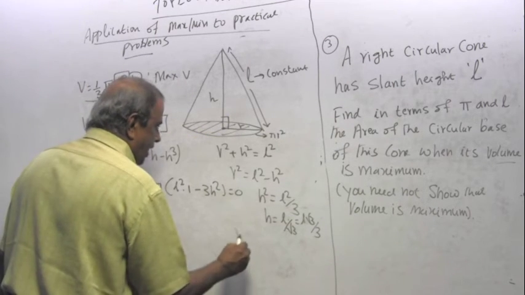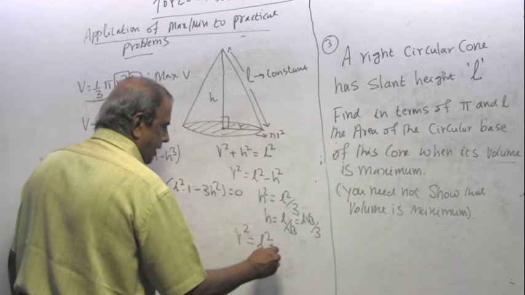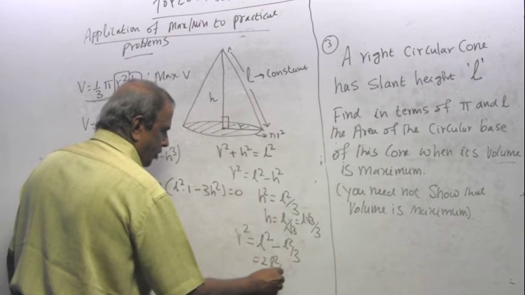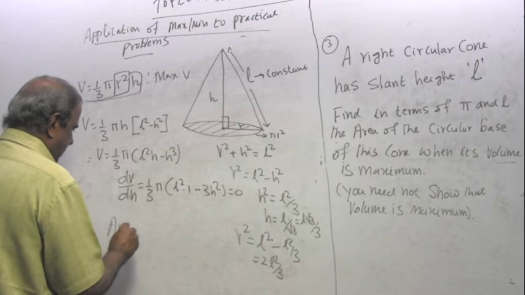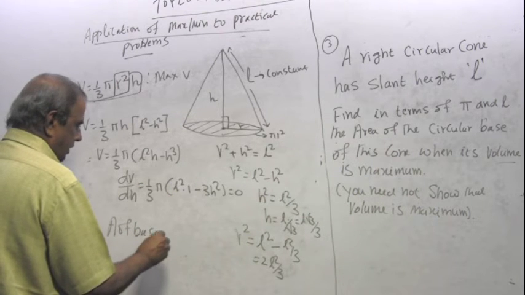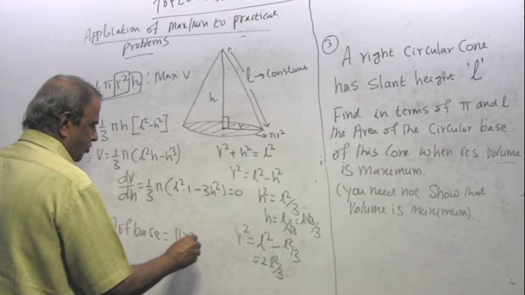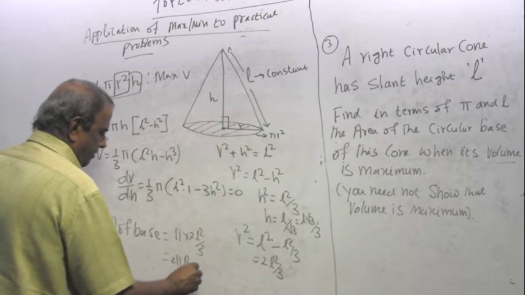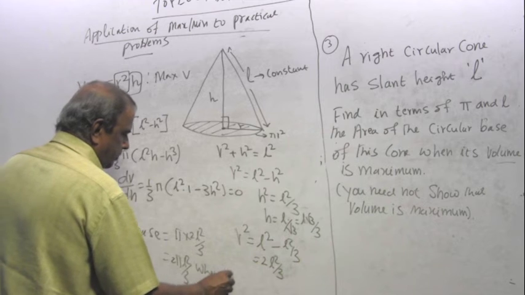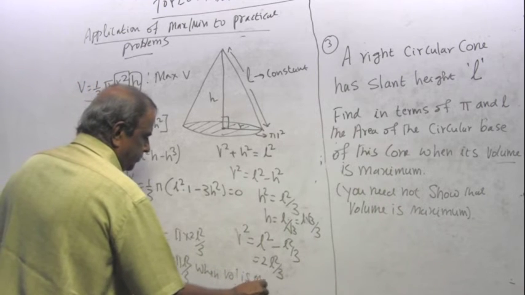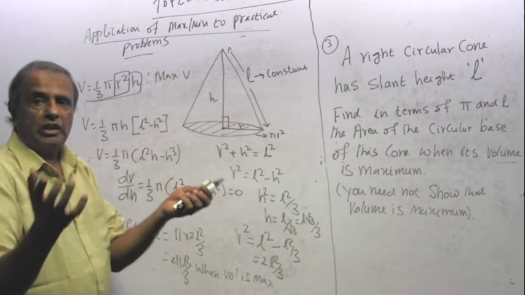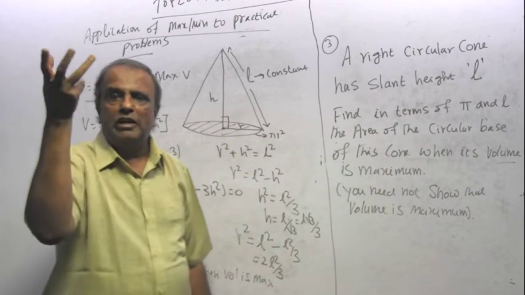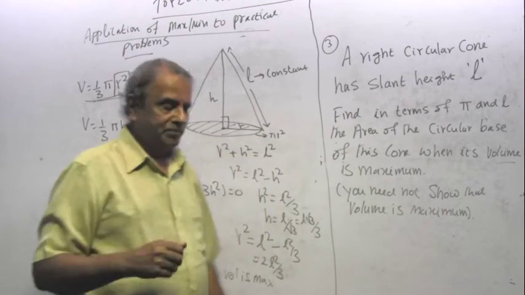So therefore, r squared equals L squared minus L squared over 3, which is 2L squared over 3. So the area of the base equals pi times 2L squared over 3, or 2 pi L squared over 3, when volume is maximum. In most of the questions at A level, you may not have specific values. It will always be a third variable.